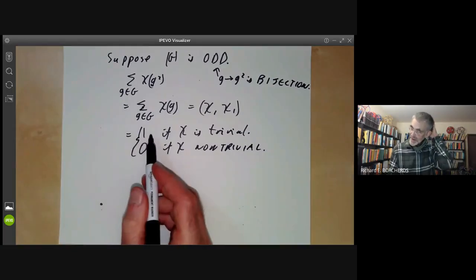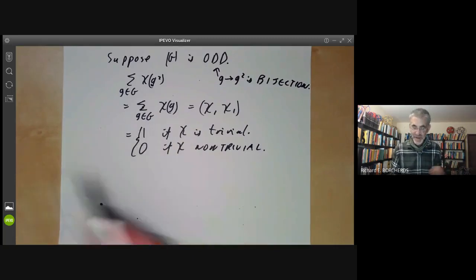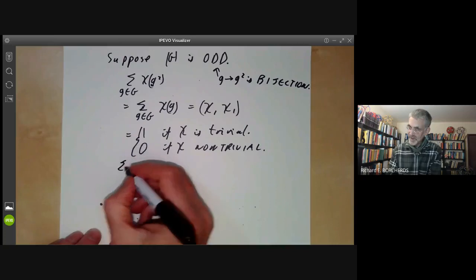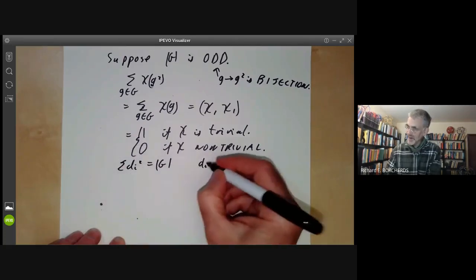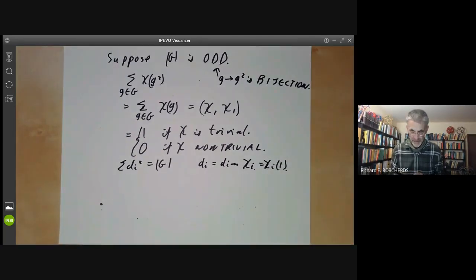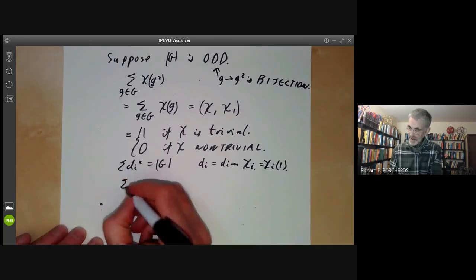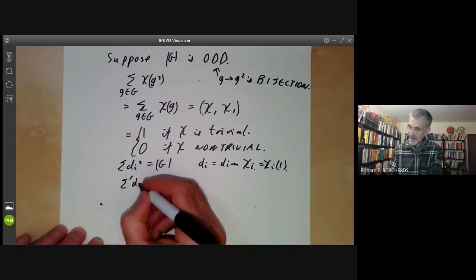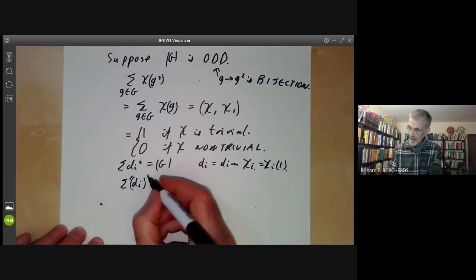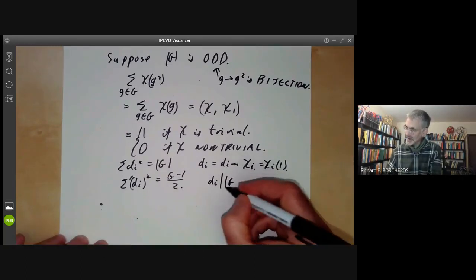So the only irreducible character of a group of odd order with an invariant bilinear form is the trivial character. All other representations have no invariant bilinear form and come in complex conjugate pairs. There's a sort of funny application of this. We know the sum of d_i squared is equal to the order of G, where d_i is the dimension of the ith character, which is, I guess, chi_i of 1. And since the characters come in complex conjugate pairs, we can write this as the sum over the non-trivial characters, where we take one of each complex conjugate pair, is equal to (|G| minus 1) over 2.